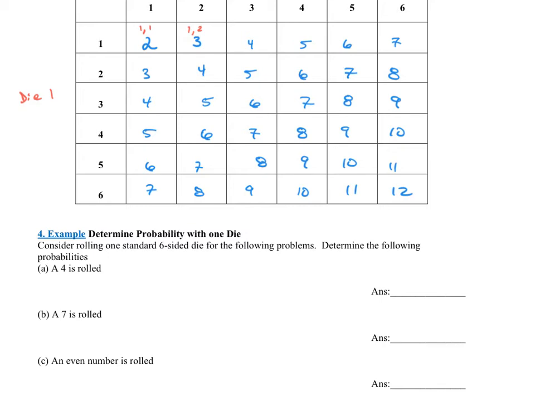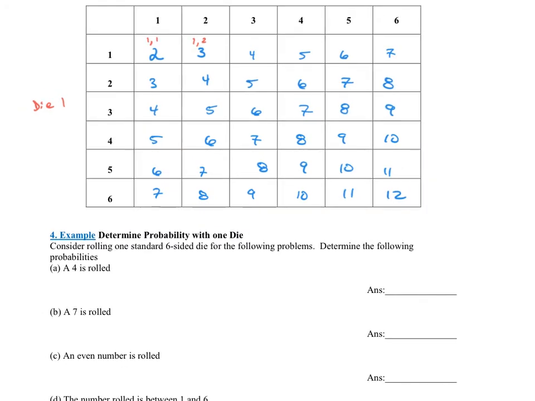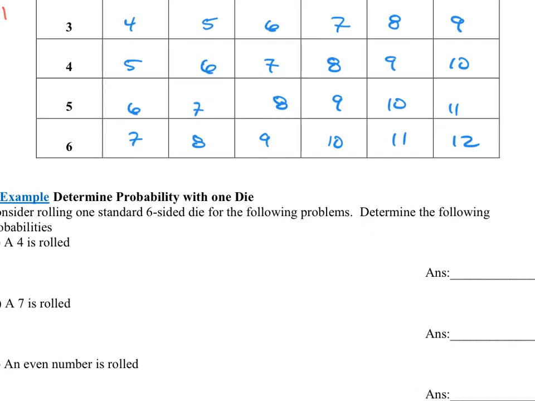So here it says, consider rolling one standard six-sided die for the following problems. Again, here we're only rolling one die. We just did two, so I want you to step back. We're only rolling one die now. It says, determine the probability that a 4 is rolled. Well, remember, there's 1, 2, 3, 4, 5, 6. Those are my possible outcomes. So what's the probability that I roll a 4? Well, the probability of rolling a 4 is one of the 6 sides of the die. That's a simplified fraction. That's good.